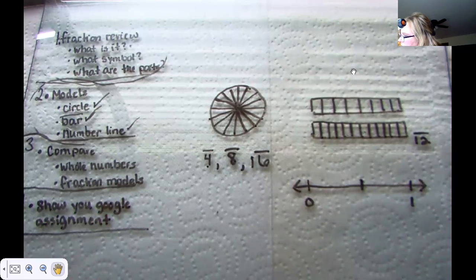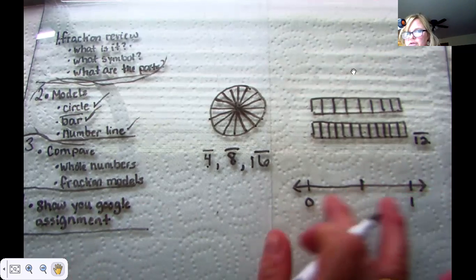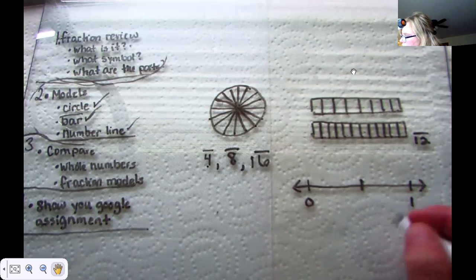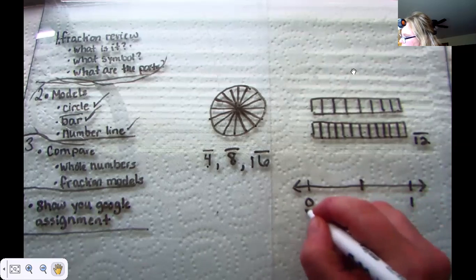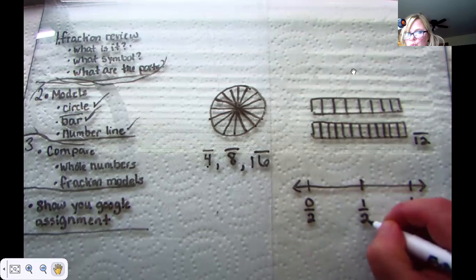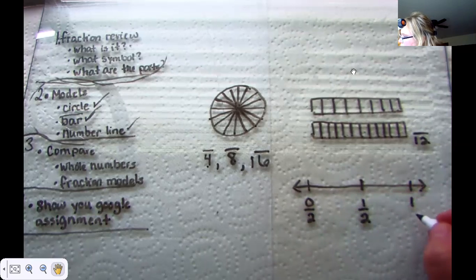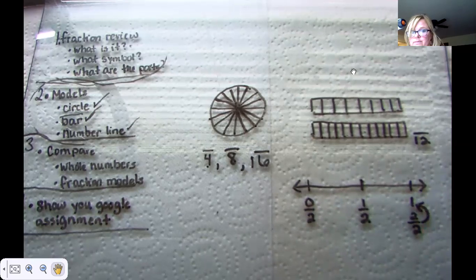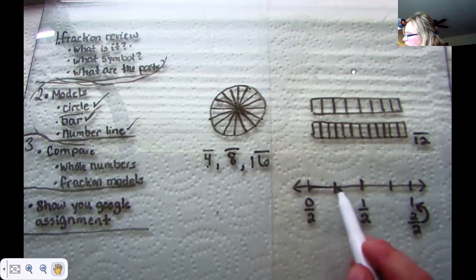What's my denominator? Okay, well, my one whole is here, and it's divided into 2 equal parts. So this is 0 of 2 equal parts. This is 1 out of 2 equal parts, or 1/2, and this is 2 out of 2 equal parts, or 1 whole thing. Okay, we can also say that, oh, now it's divided into 4 equal parts, right?